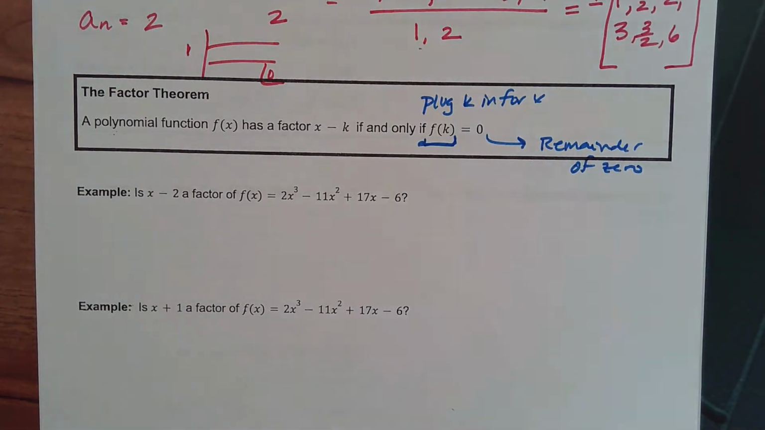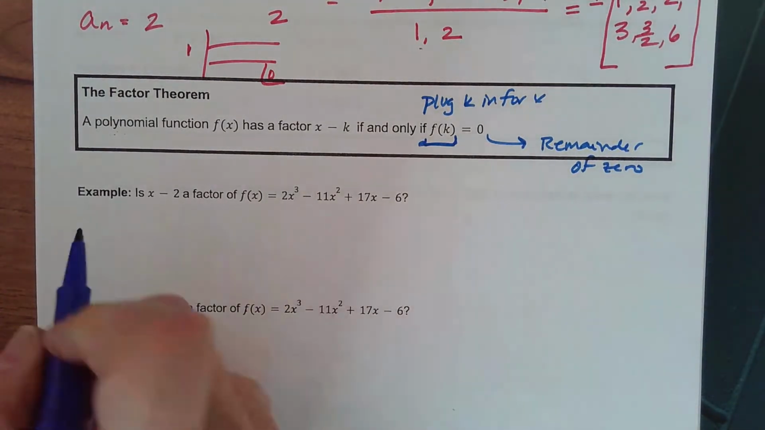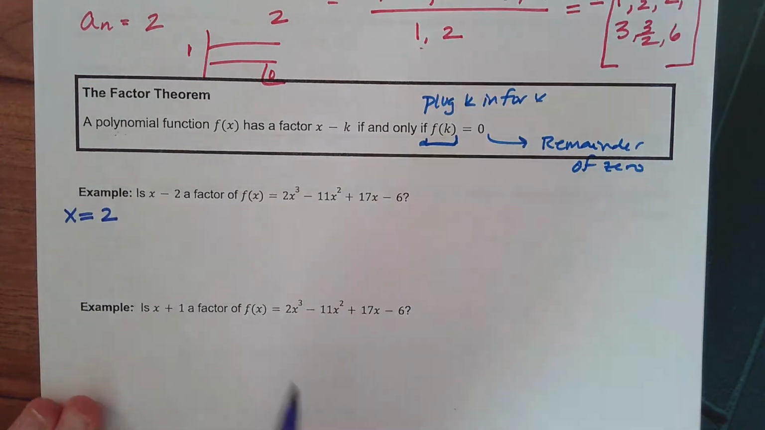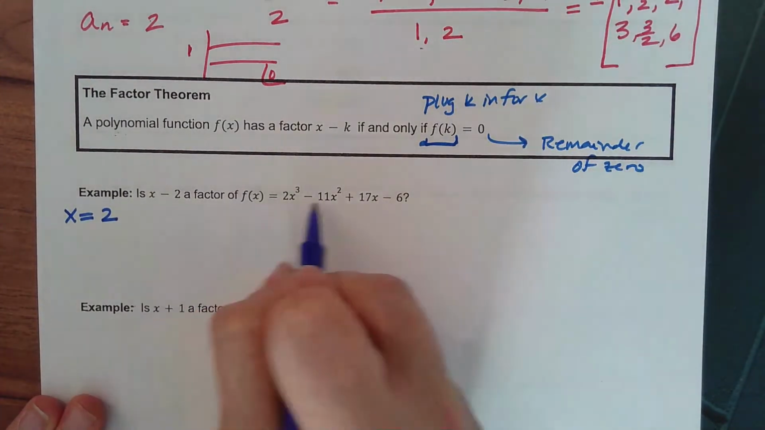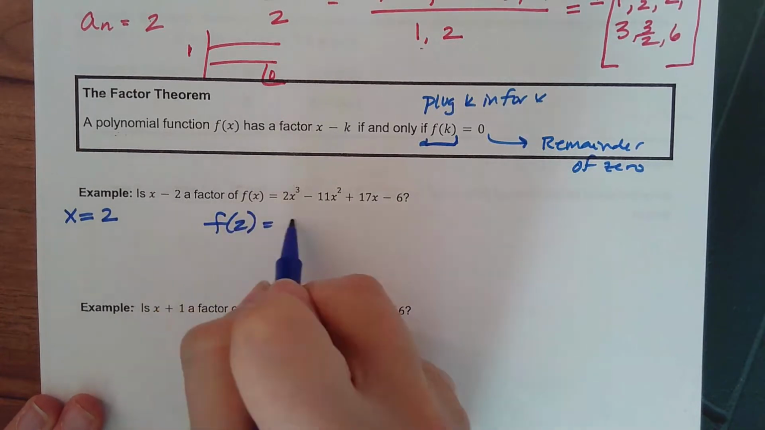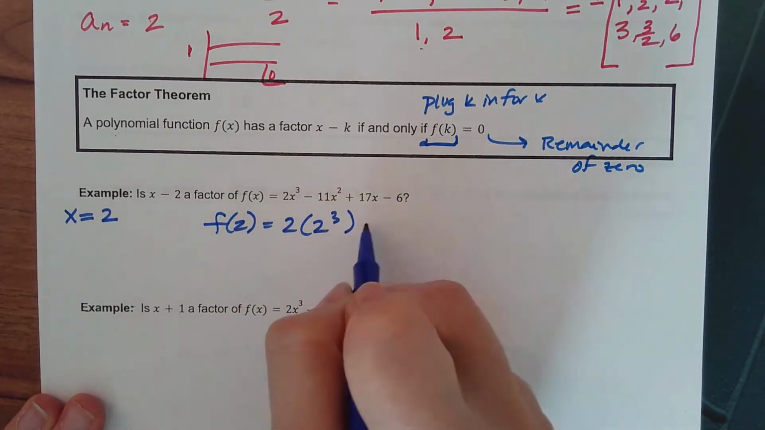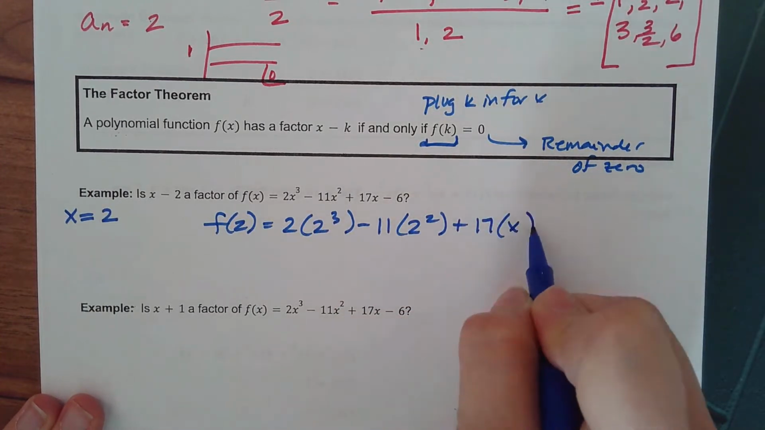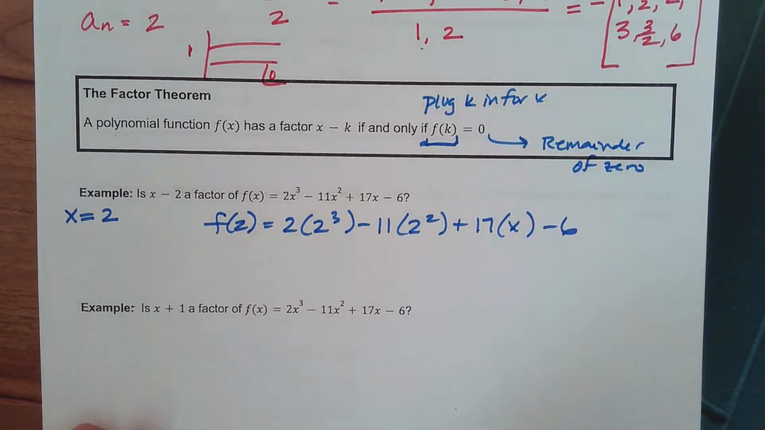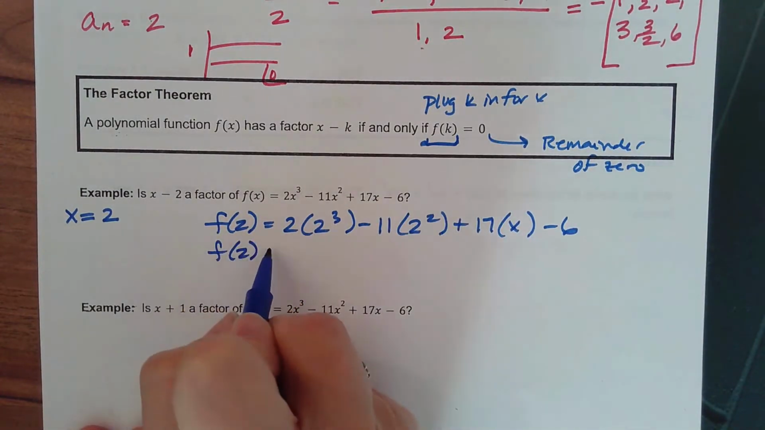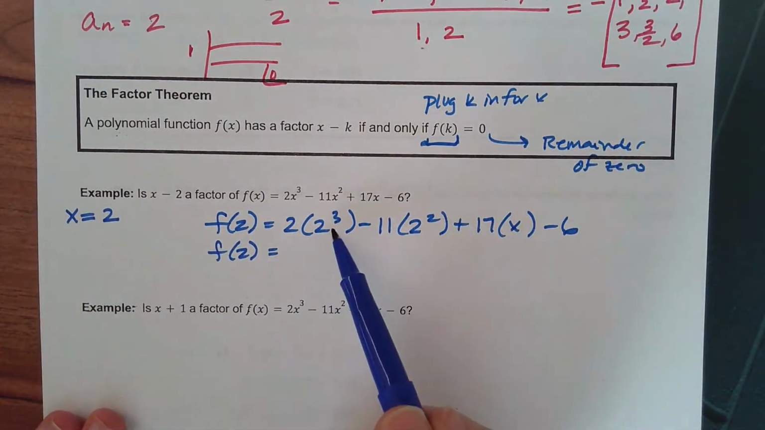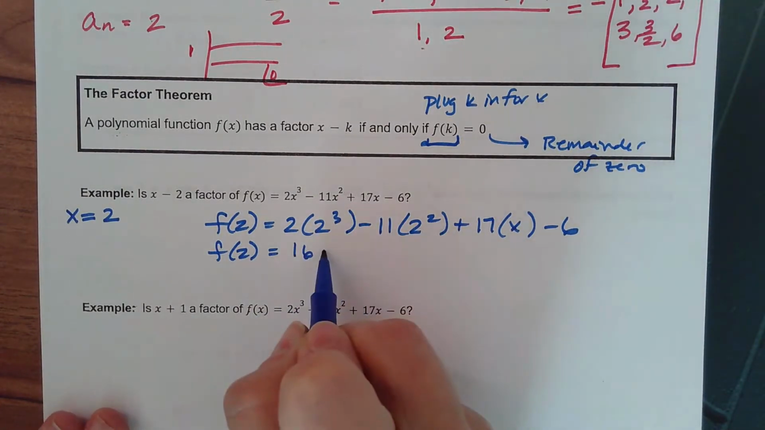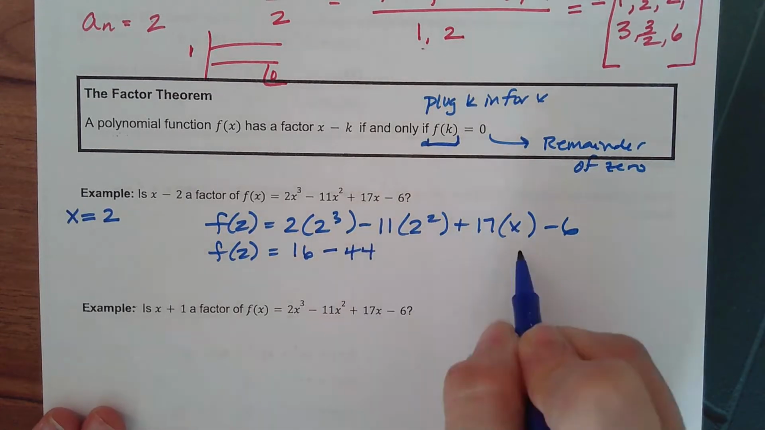All right, so the first one says, is x minus 2 a factor? So all I'm going to do is solve that and get my solution. So I get x equals 2. I'm going to plug 2 into my equation wherever I see x. Again, not super hard. Our goal here is to see, when I plug in 2, do I get 0 as an answer? So let's try it. 2 cubed is 8. 8 times 2 is 16. 2 squared is 4. 4 times negative 11 is negative 44.